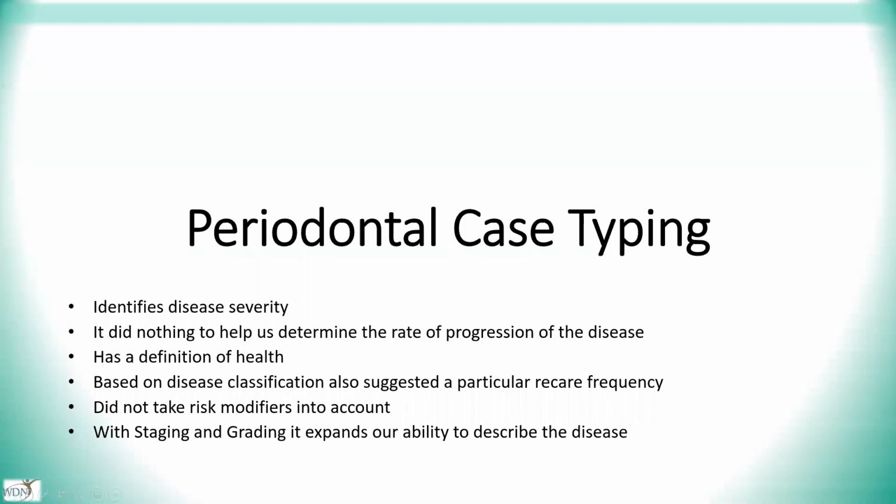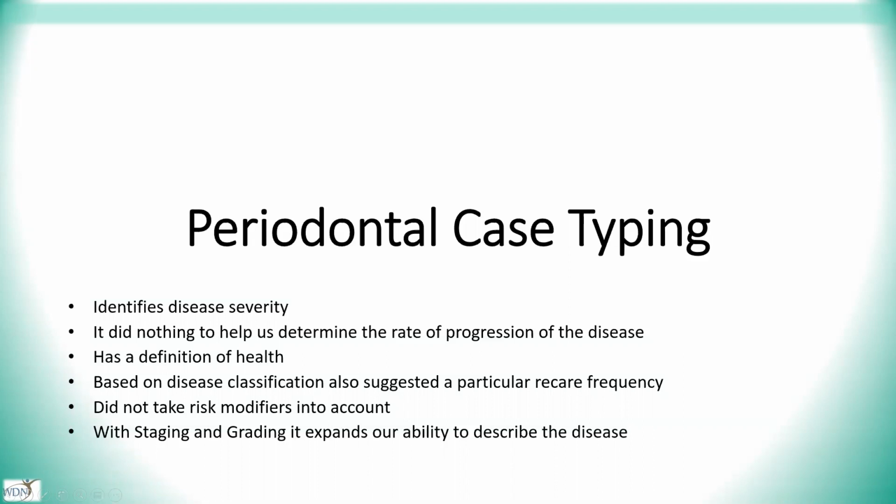What case typing did for us is it identified the disease severity. However, it did nothing to tell us about the rate of progression of disease. It also had a definition of what healthy dentition was, where the new staging and grading doesn't have that. So if you have a healthy patient, 2 to 3 millimeter pockets, zero bone loss, zero bleeding, you're just going to call that patient healthy and stable.